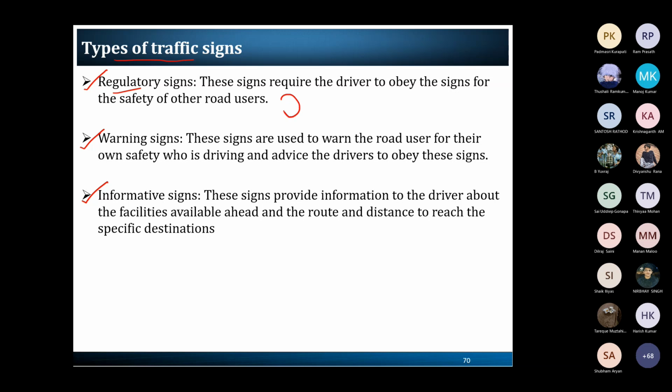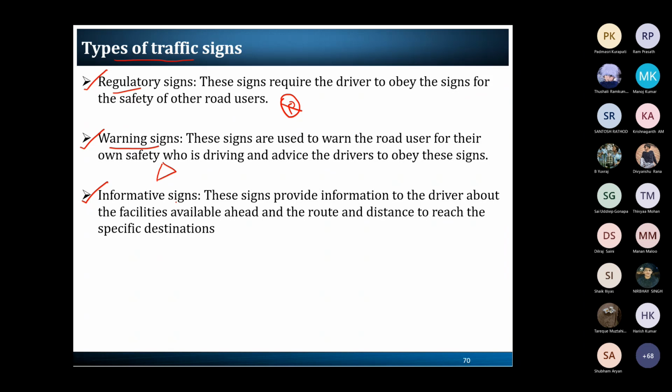At the same time, we give warning signs. The warning sign is triangular in shape, where we warn the driver that a narrow bridge is there, school zones are approaching, or kids are crossing. We give that kind of warning information to the driver, so they will be a little more aware and their attention will increase to react to that particular situation.